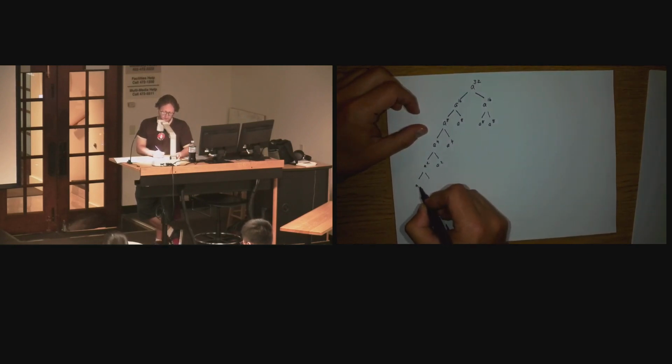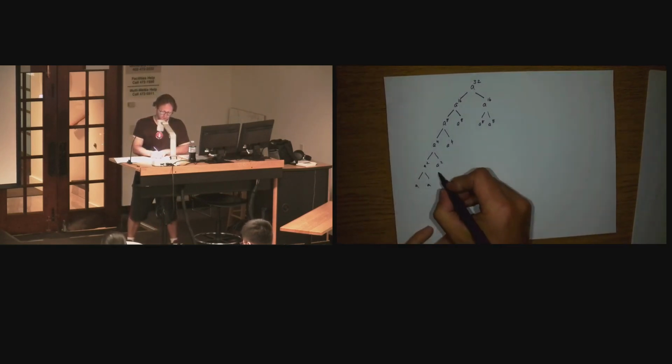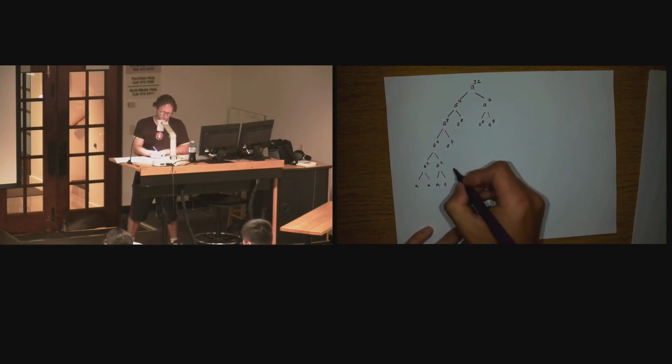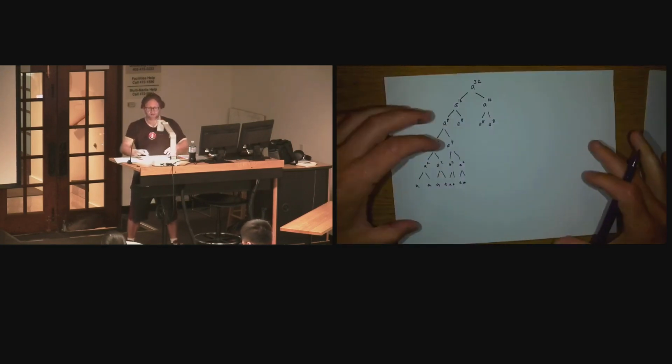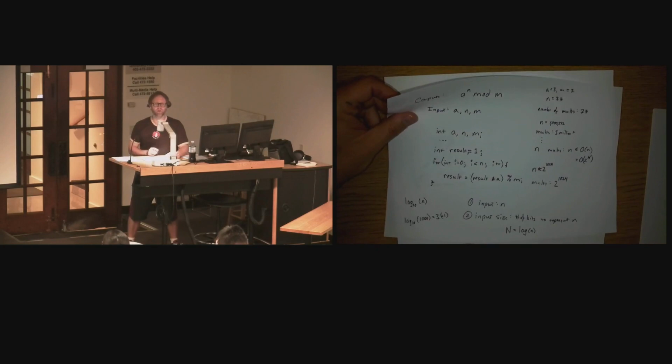I'm not that good of an artist anyway, and it'll all look bunched up together anyway. All right? I will draw a little bit more of the tree over here. A squared, and a. Now, imagine this entire tree has been fully rendered and fully written out. What does this solution correspond to?